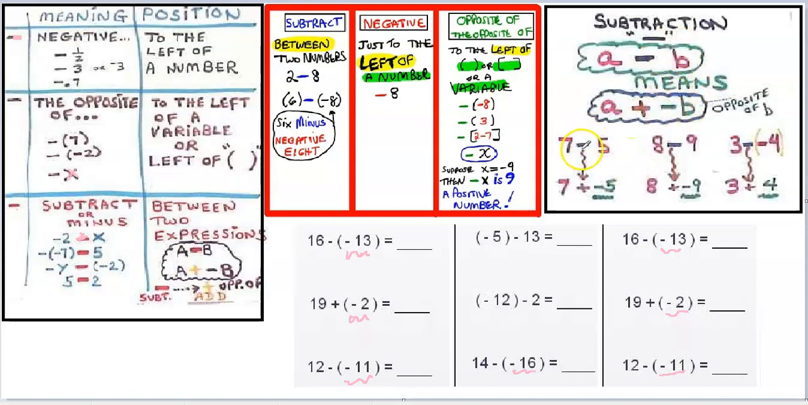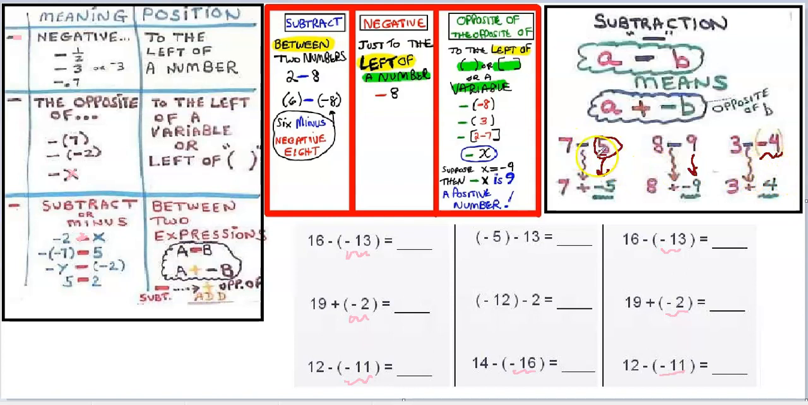For example, 7 minus 5 can be thought of as change to add, but take the opposite of 5, which is negative 5. 8 minus 9 becomes add, but we take the opposite of the 9. 3 minus negative 4, change it to add, but we take the opposite of the negative 4.